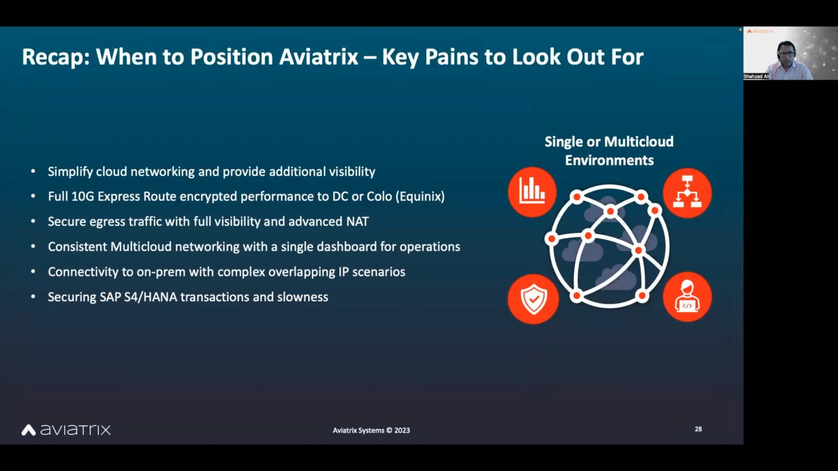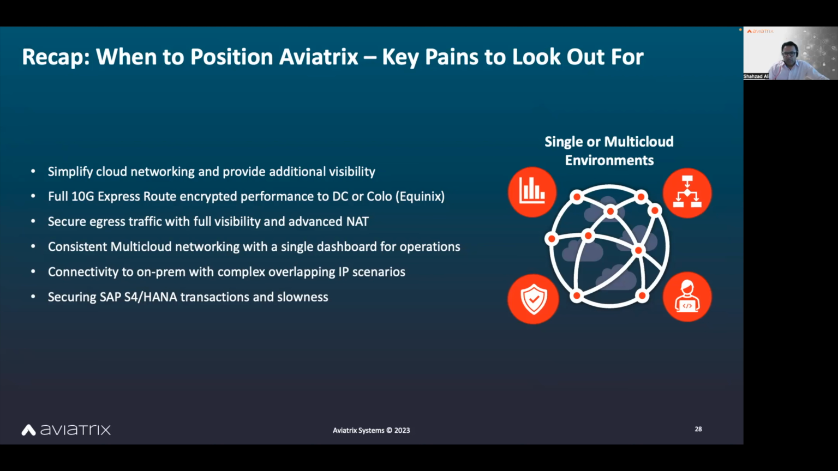So recap, when to position Aviatrix, the key points to look out for. The first is when customers are looking for a simplified cloud networking and security solution. And then when customers are looking to encrypt their ExpressRoute circuit with the line rate performance, we have the patented technology. When customers are sending their traffic towards the internet and they're trying to protect the egress traffic with the advanced NAT and firewalling capabilities, we have a solution for those customers.